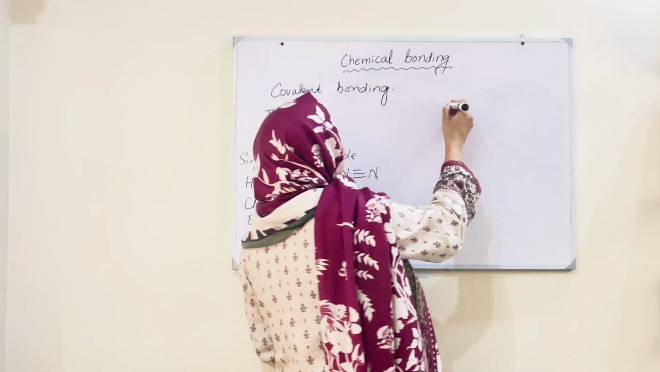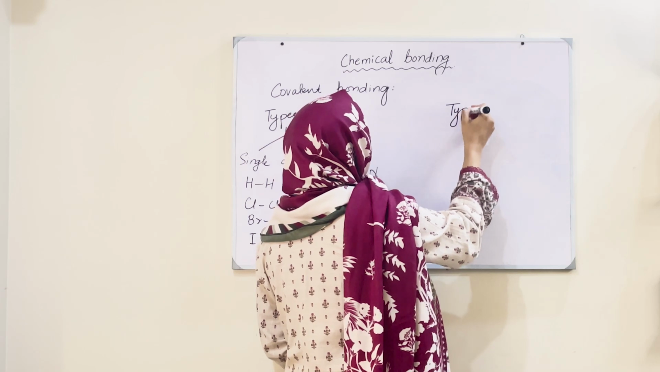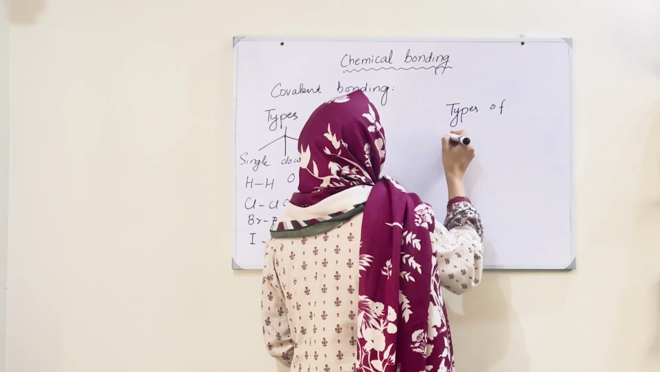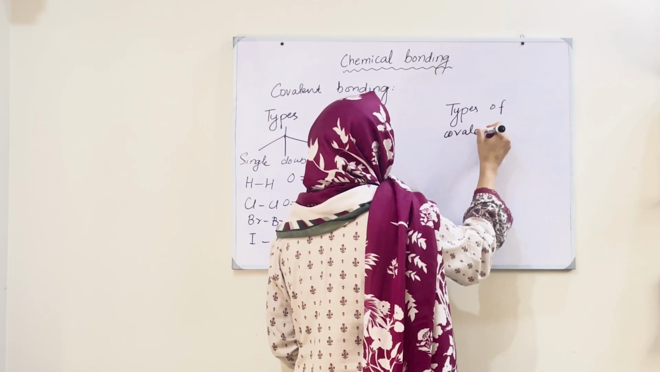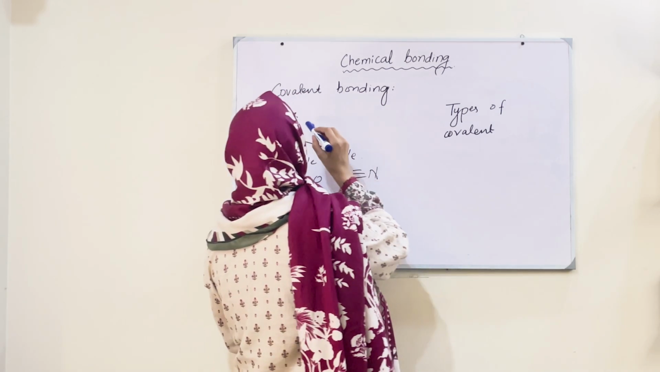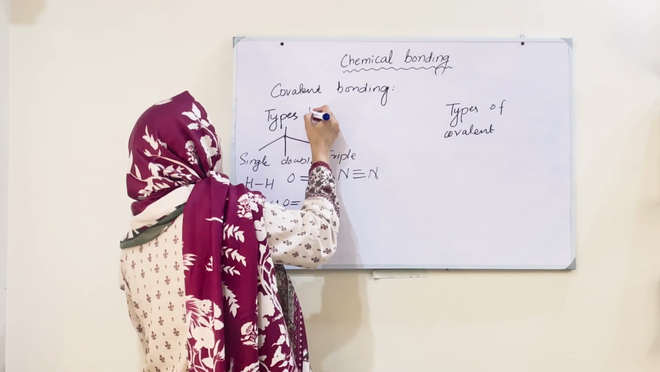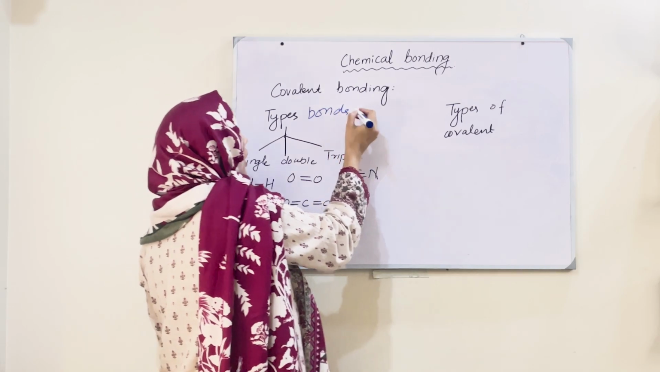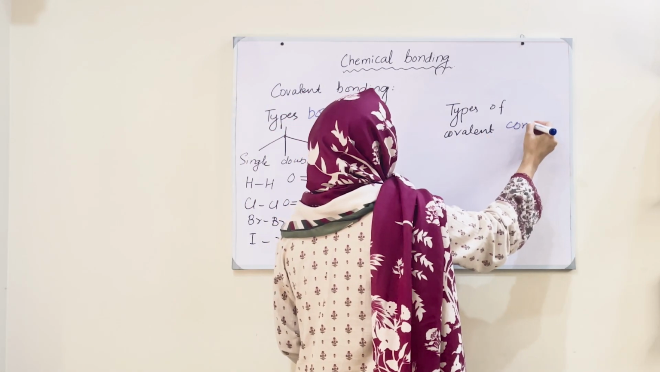After that, we have types of covalent compounds. Now this is something different. Here we had types of covalent bonds, and here we have types of covalent compounds.